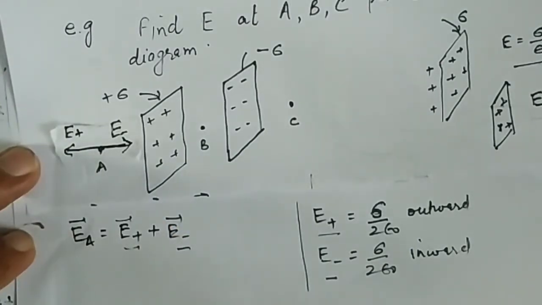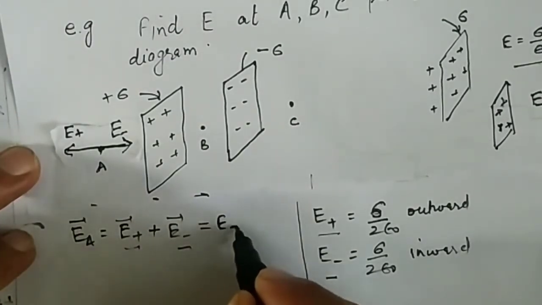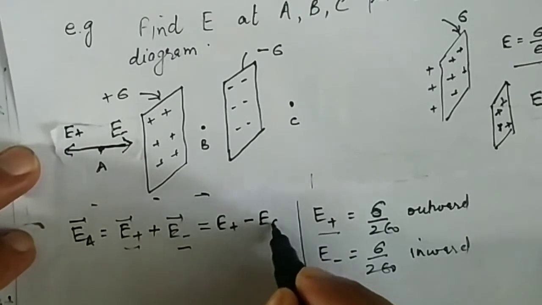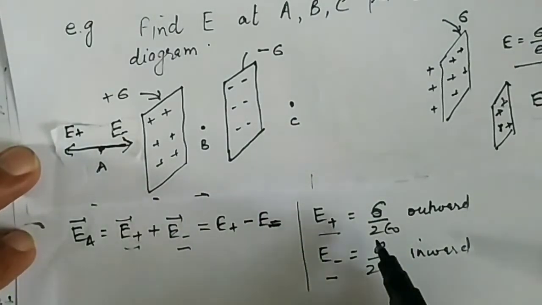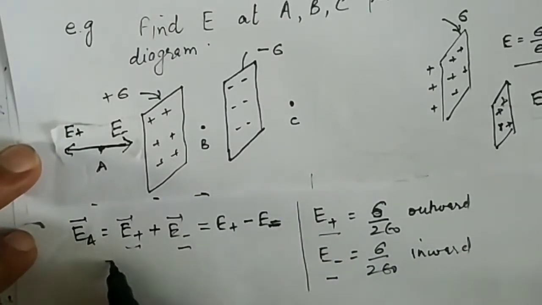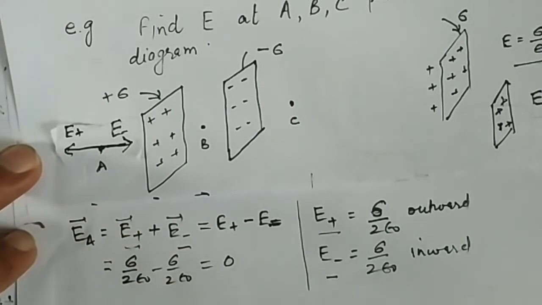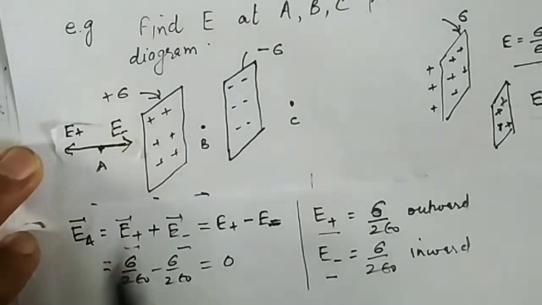If you see these two directions, both electric fields are in opposite directions, so the resultant electric field is E positive minus E negative. It is independent of distance, so both have the same magnitude. The resultant electric field is sigma by 2 epsilon naught minus sigma by 2 epsilon naught, so the resultant electric field at point A is 0. Now let us calculate the electric field at point B.